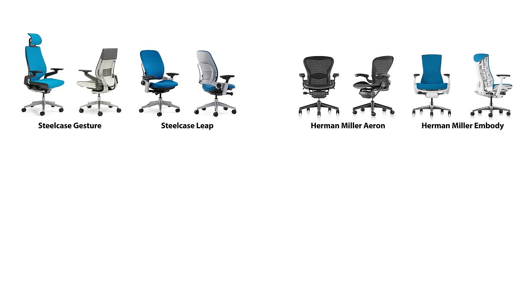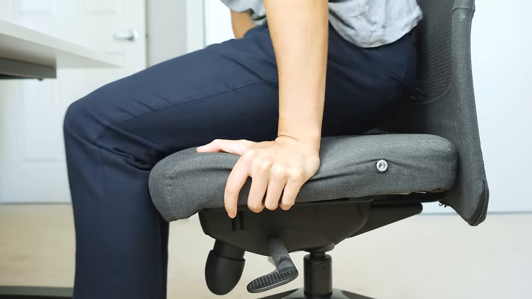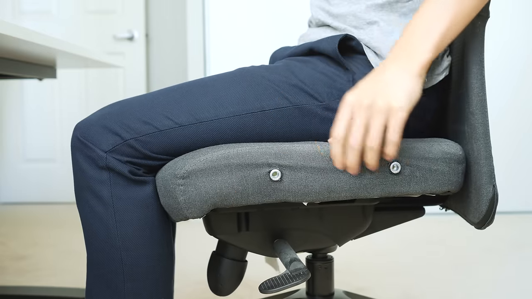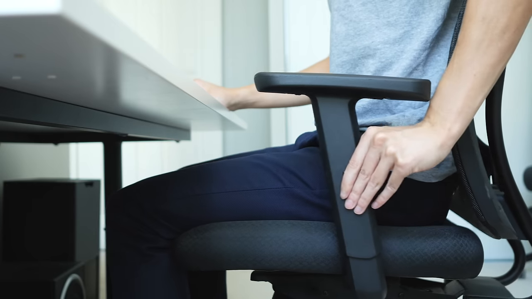But if you can't afford them, well, there are some cheaper options like buying used or considering models like the Alera Illusion or Office Master OM5. These look interesting, but you often make sacrifices on adjustability, build quality, and warranty as you move down the price ladder. Or if you're lucky, the IKEA Markus or some other cheap generic office chair could be perfect for you right out of the box. But in the end, you're going to need to test them out in person and check for all the things that I mentioned, like seat pan depth, height, and arm adjustment to know what's best for you.